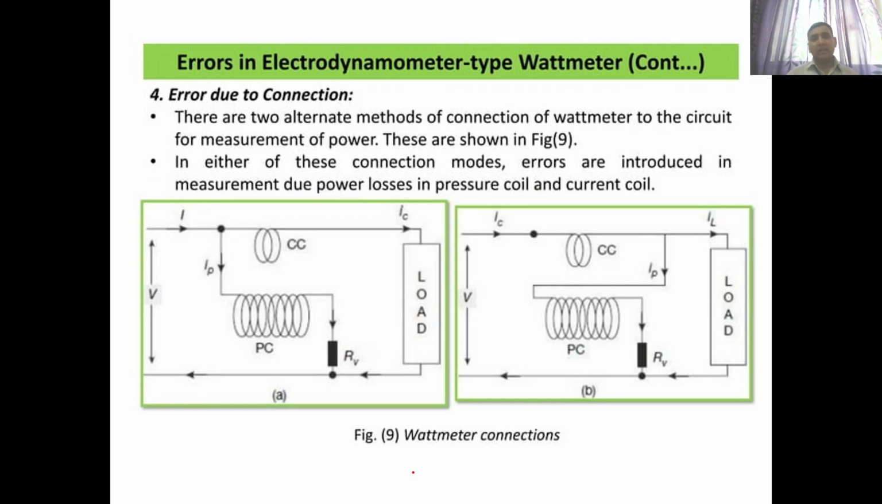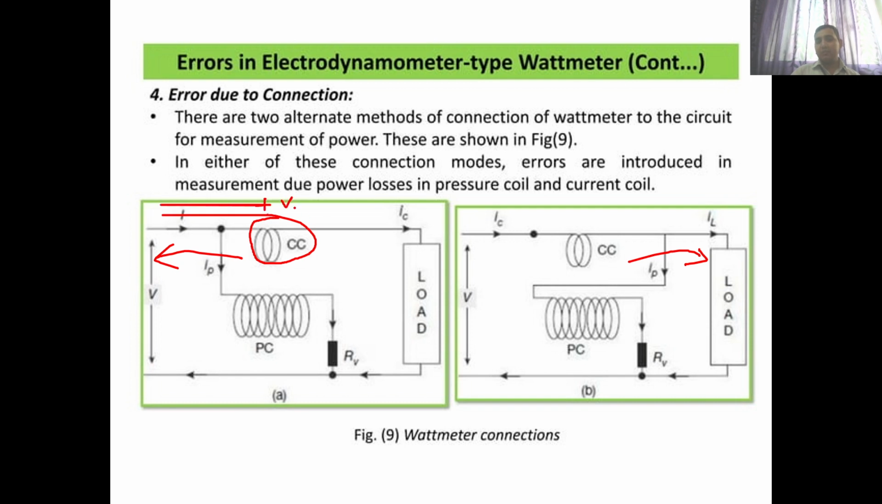Now, the fourth point is error due to connection. As I suggested previously, the connection when the pressure coil is connected across the source and when it is connected across the load has a different effect. If the pressure coil is connected across the source, then the current coil, having some small resistance, causes some voltage drop, so the voltage the pressure coil is measuring gets an error.